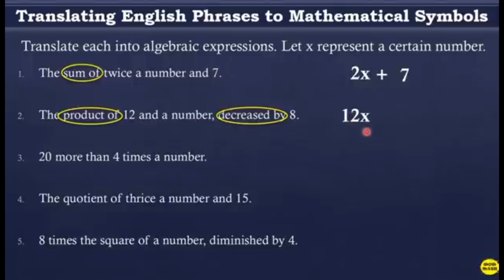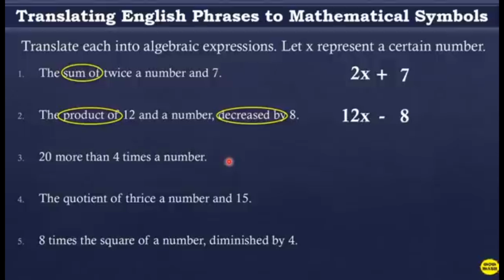So 12 times x. Now what are we going to do to the product of 12 and a number? We're going to decrease by 8. So decrease by 8 meaning we're going to subtract it by 8. So we have the product of 12 and a number decreased by 8 is 12x minus 8.